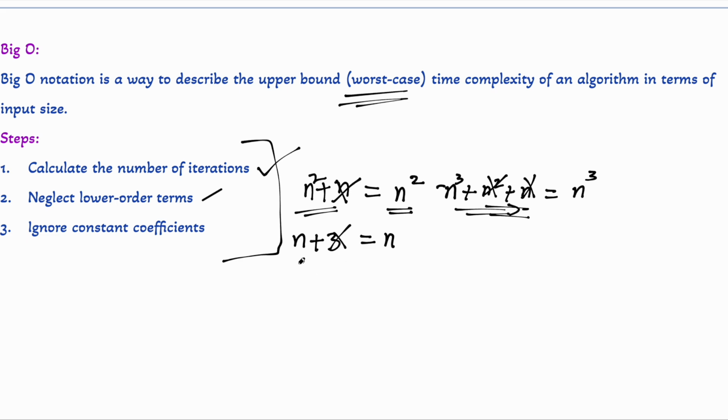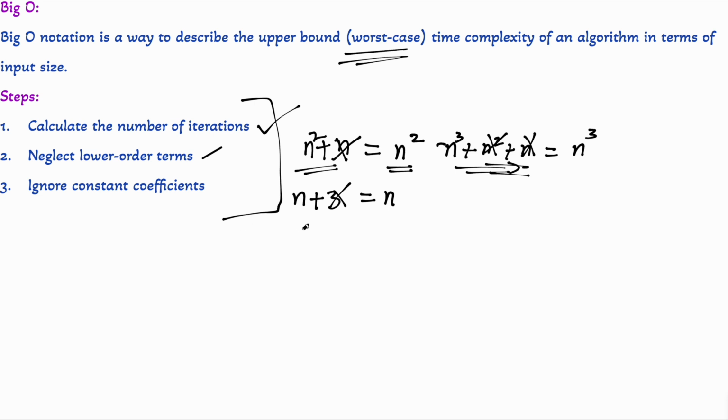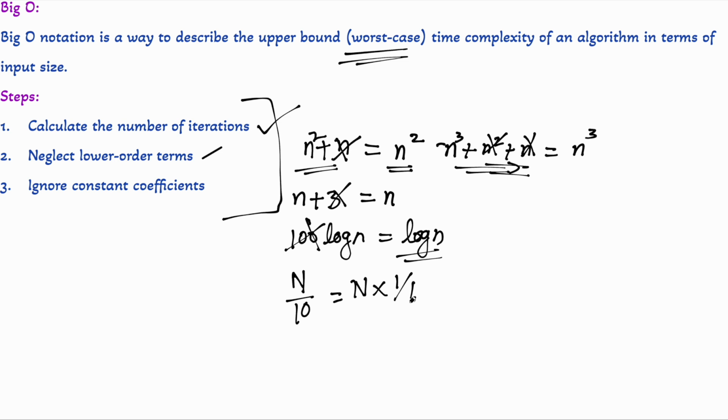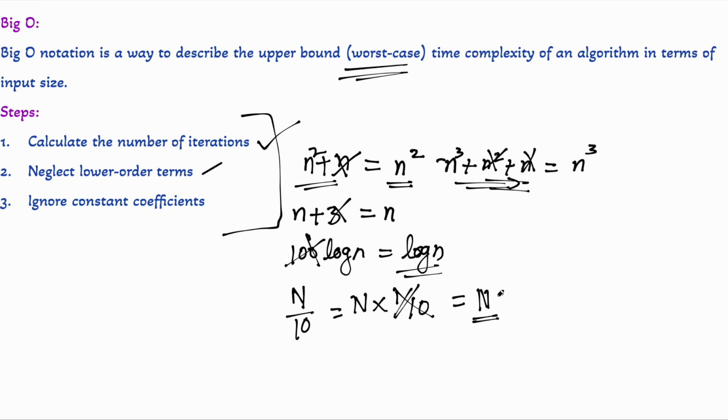And another example will be from our above graph itself, 100 log n, right? Here we will just ignore this constant coefficient and this will become log n. On the same graph, if we take the example of n by 10, which is nothing but n multiplied by 1 by 10, if we ignore this constant coefficient, this will become n. So this way we calculate the big O notation of an algorithm.